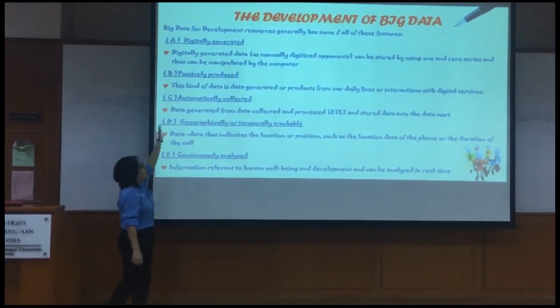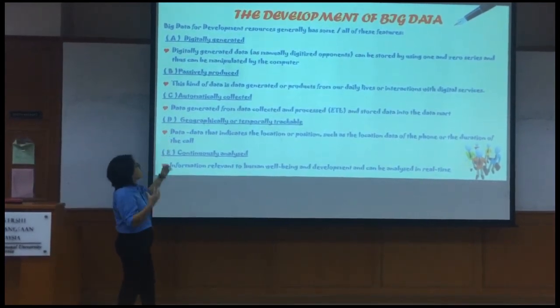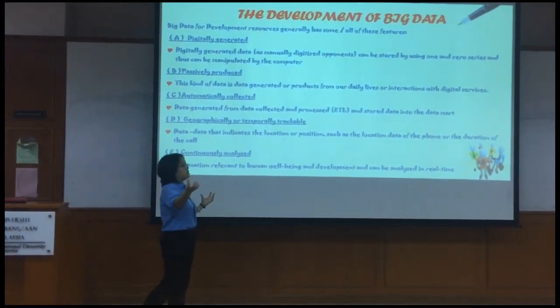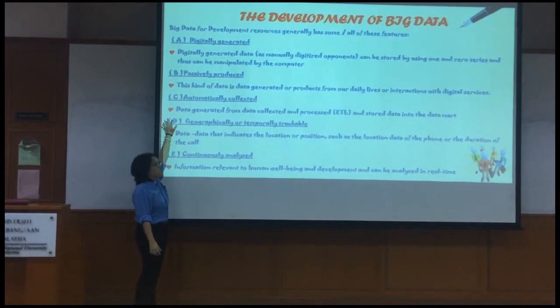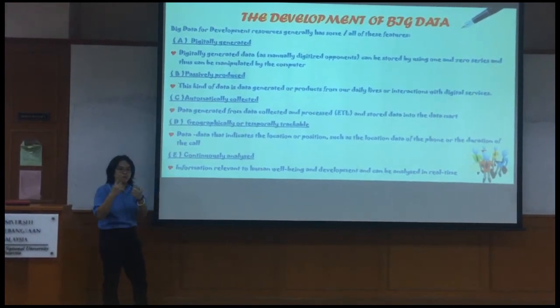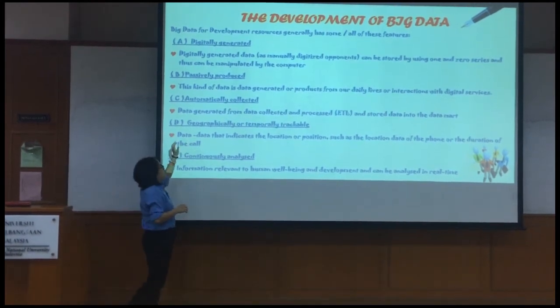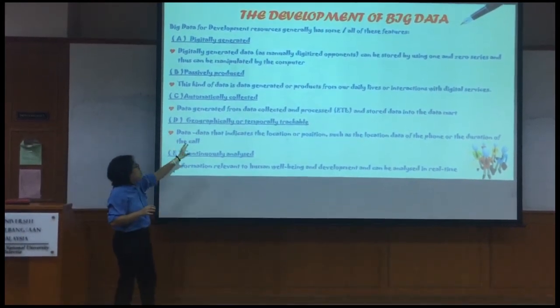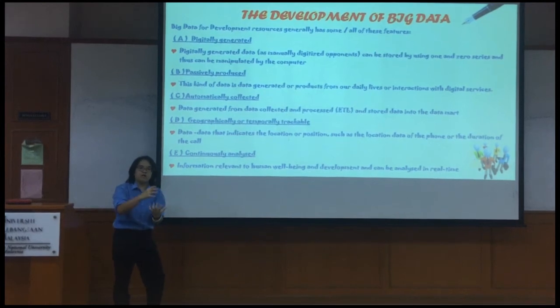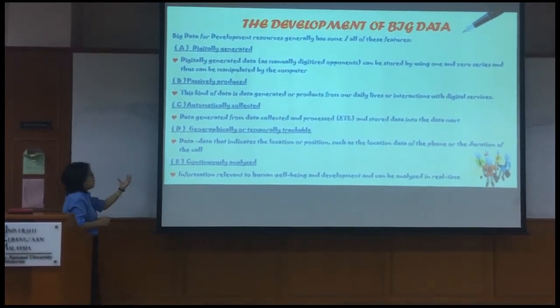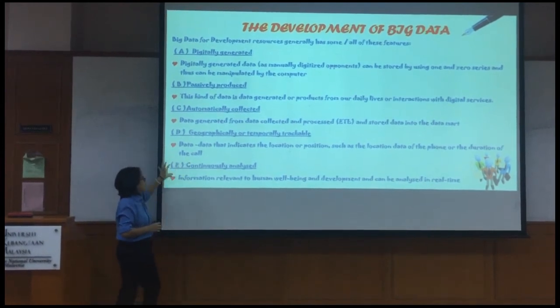Third is automatically collected. Here the data is collected from a process and stored in a data mart, for example in a shopping mall. The fourth is geographically or temporally trackable, which is about positions at one place. And the fifth is continuous analysis.